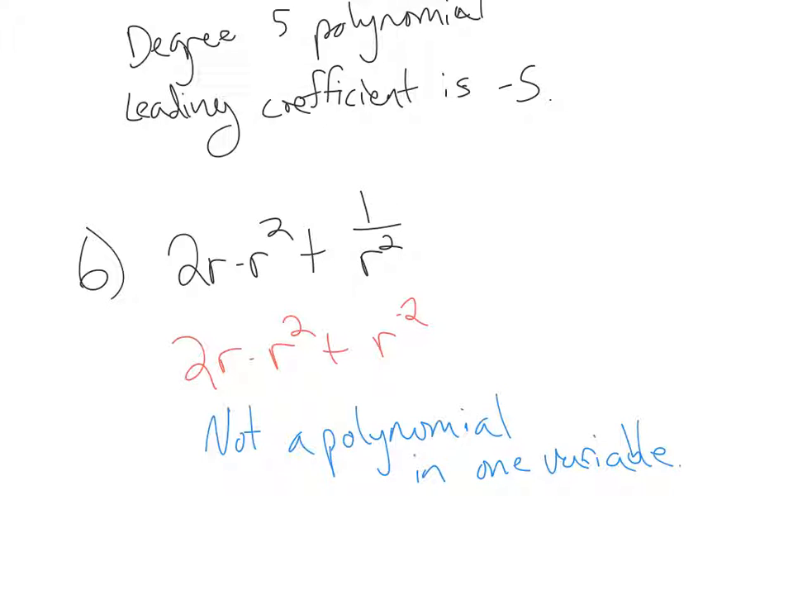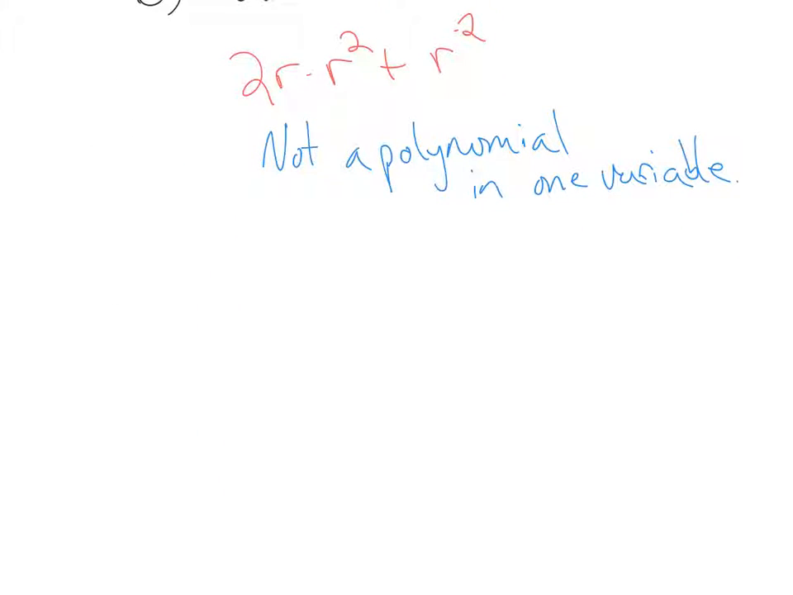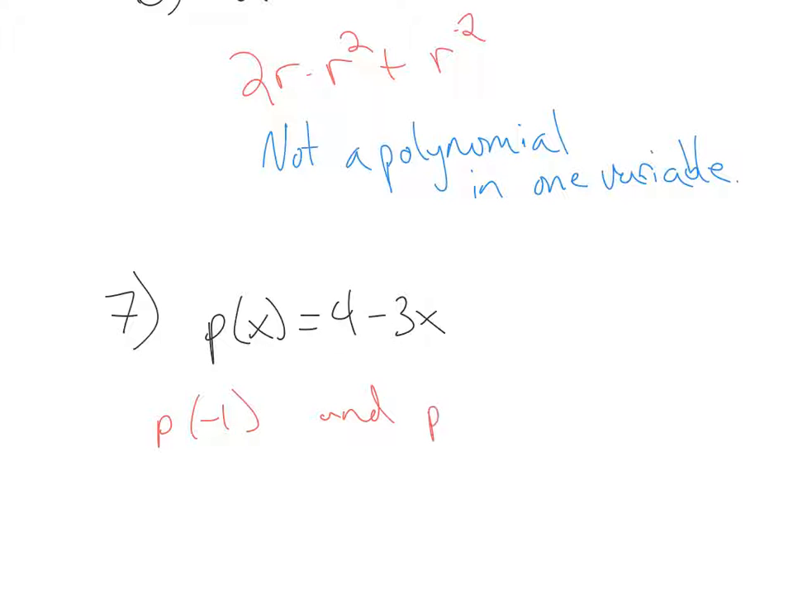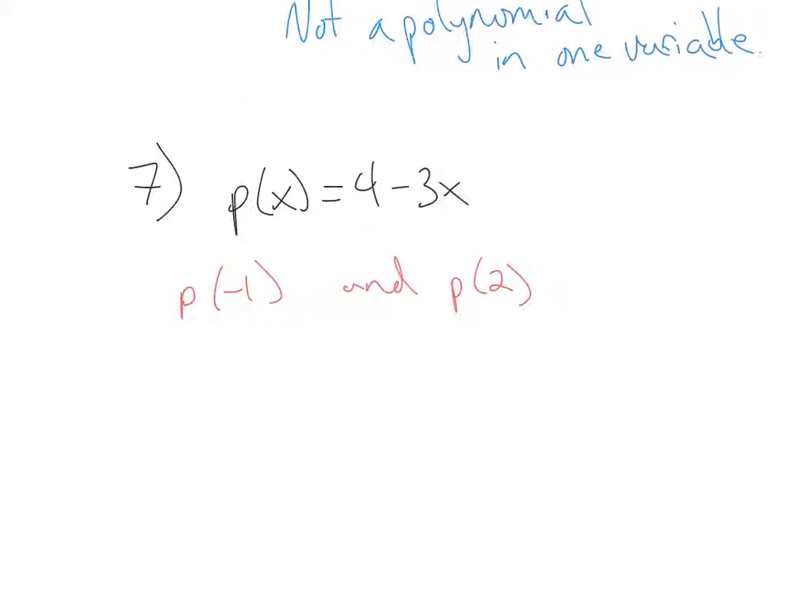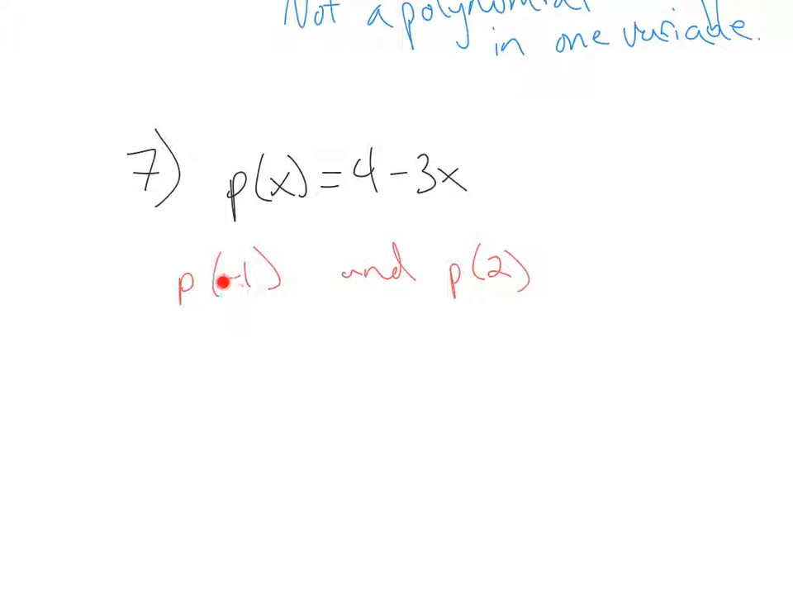Alright, moving on. Let's check out number 7 really quickly. We have the function p of x is equal to 4 minus 3x, and we're asked to evaluate it at p of negative 1 and p of 2. So we've got to do two separate calculations here. Basically, wherever I see an x as my input, I'm going to input negative 1 into my function rule.